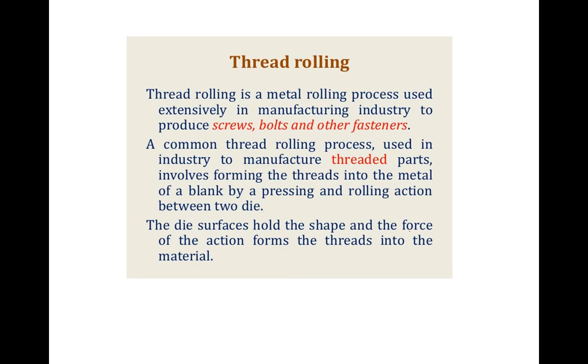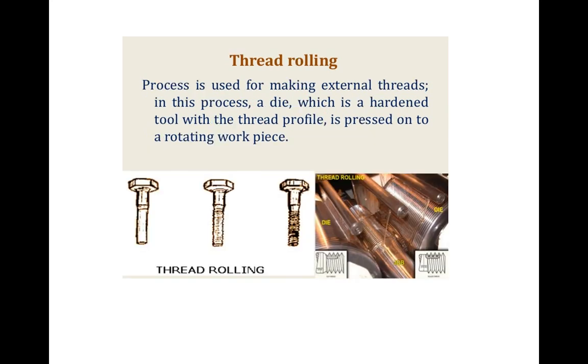Thread rolling is used if you are going to manufacture screws, bolts and other fasteners. So threaded parts are also manufactured by this process. This is the diagram or sketch of thread rolling mills. So the job is there and two dies are there. Those are producing a thread on the work part.